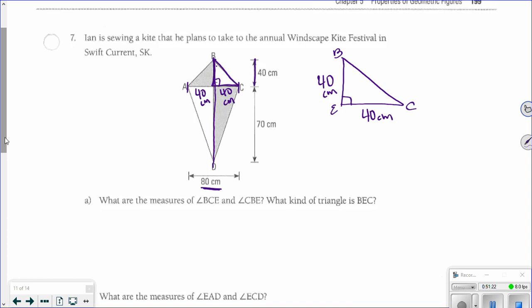What this tells me is that this is a right isosceles triangle. The two side lengths are the same. This actually saves me some work. So triangle BEC is a right isosceles triangle.